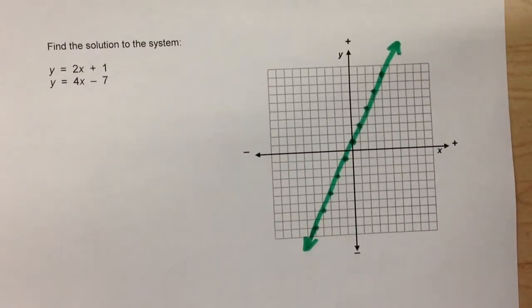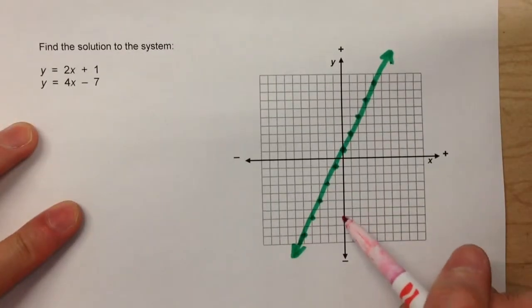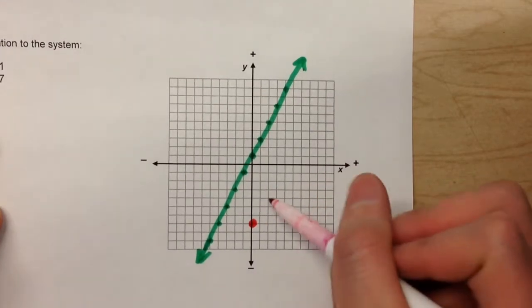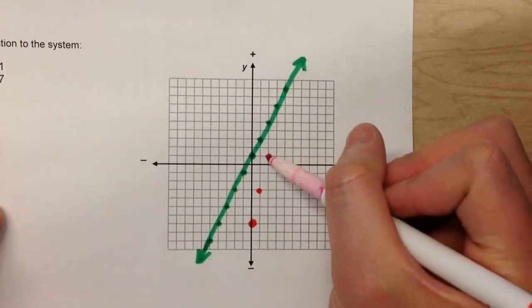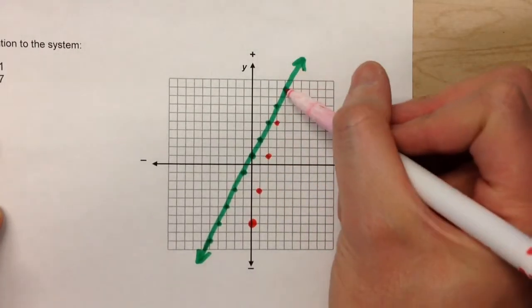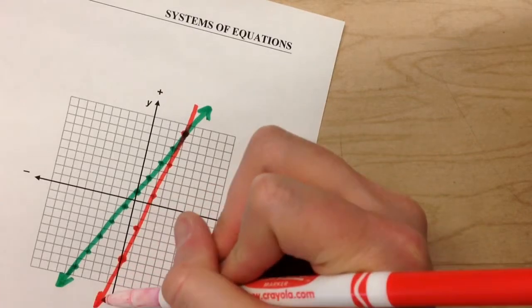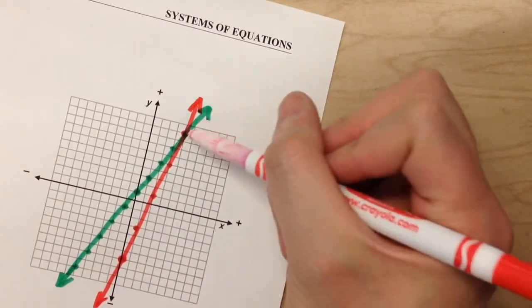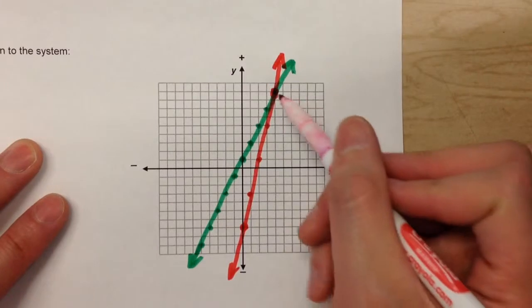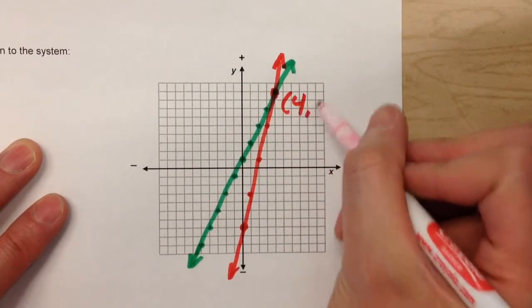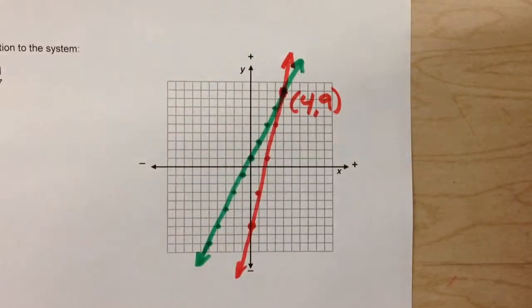Now, the second equation has a y-intercept of -7 and a slope of +4. So that means up 4 over 1, up 4 over 1, and so on. And if I draw in that line, I should probably use a straight edge, but I didn't. There's my point of intersection, 4, 9. And that's the solution to the system.